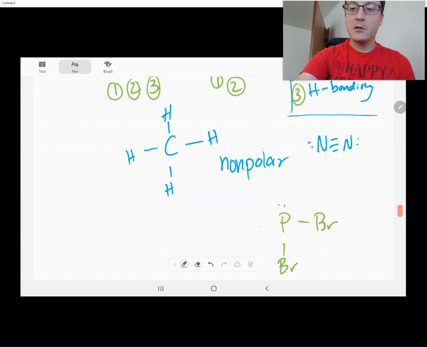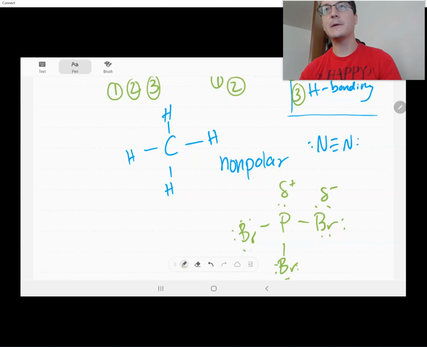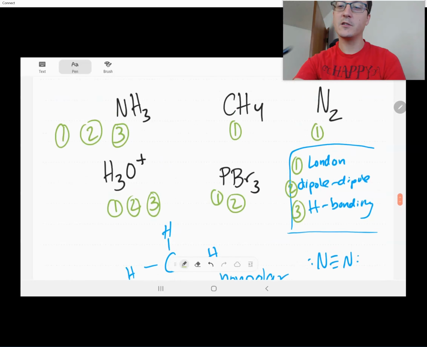This will be your Lewis structure. And remember, bromine, more electronegative than phosphorus, will be pulling electron density away. You'll have a polar side over here, and so you'll have a polar molecule. No hydrogen, so no hydrogen bonding.